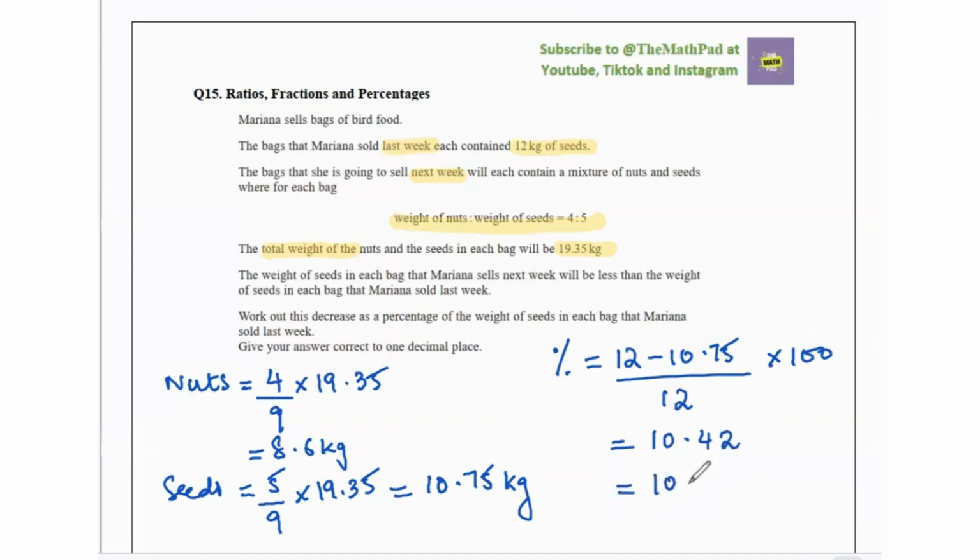So that's going to be 10.4%. That's the percentage decrease.